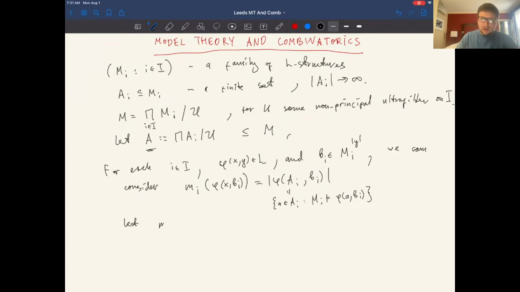So we can take m of phi of x, b to be the element in the ultraproduct of the m_i's. So we can take it to be (m_i)_i modulo the ultrafilter U, right? So it's an element of the ultraproduct. It's an infinite sequence of natural numbers. In other words, you can think about it as a non-standard natural number, which is in particular a non-standard real number in the corresponding ultrapower of the reals.